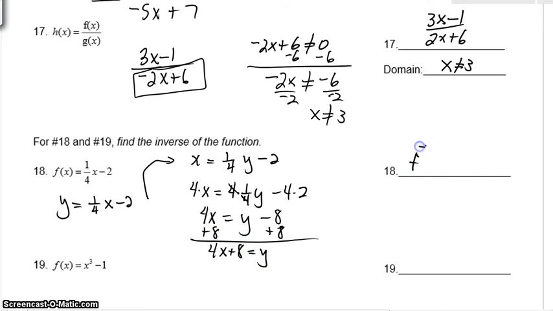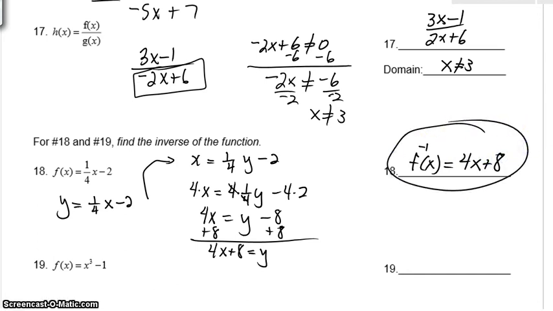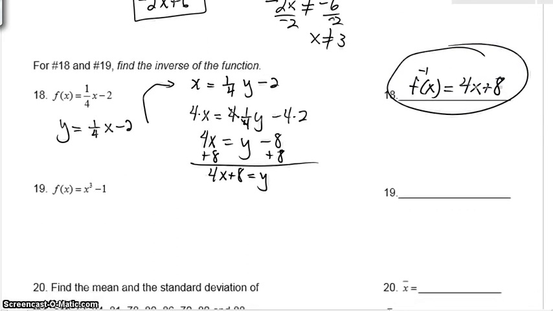But an inverse is very special notation. F negative 1 of x. This is indicating that you have actually found the inverse of the original function.